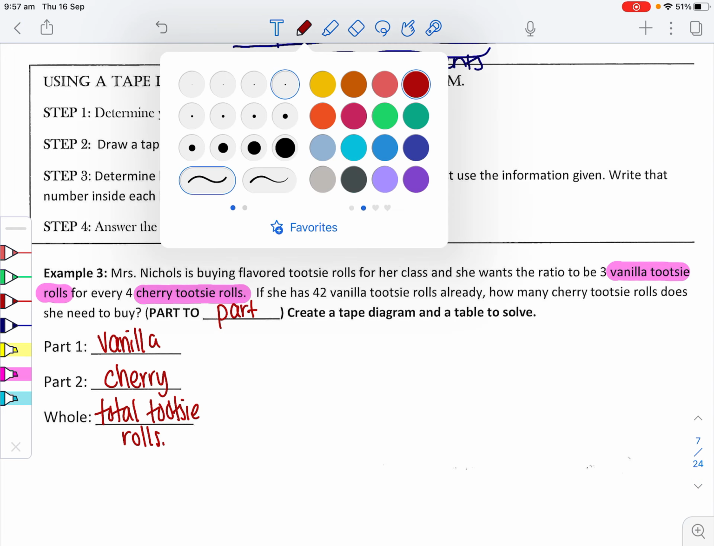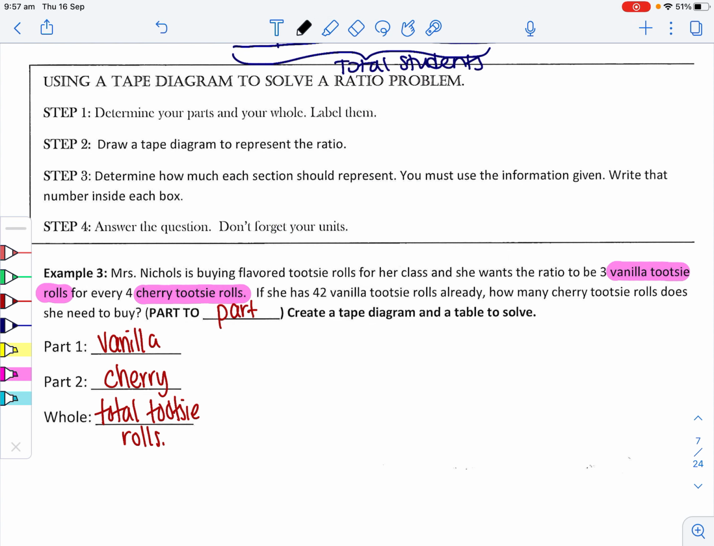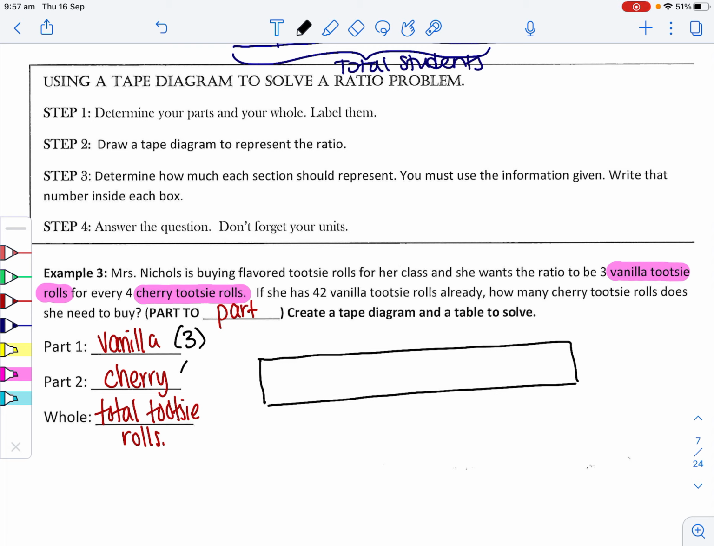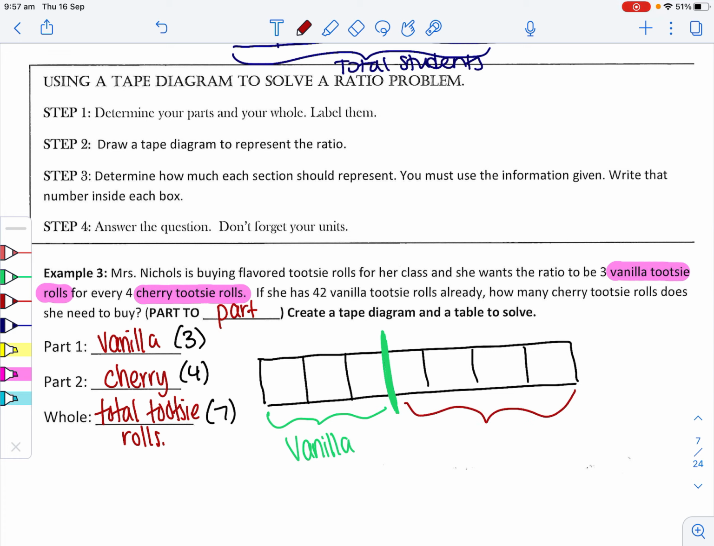So now I'm going to create my tape diagram. I'm going to use black here. My vanilla is 3, my cherry is 4, so my total is 7. So I'm going to break my tape diagram into 7 pieces. So 1, 2, 3, 4, 5, 6, 7 boxes. And then I'm going to use a line to separate the cherry from the vanilla. So it's 3 to 4, so this is going to be the vanilla. This is going to be the cherry.